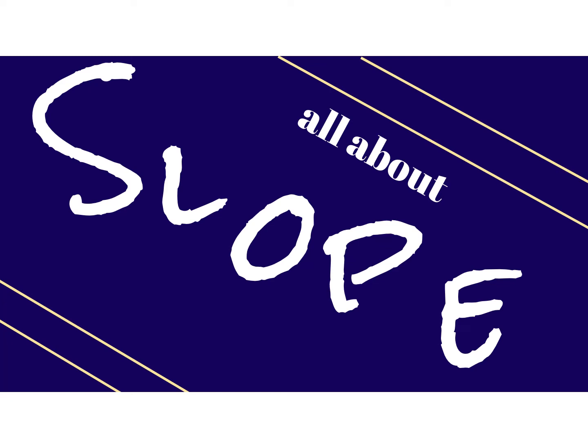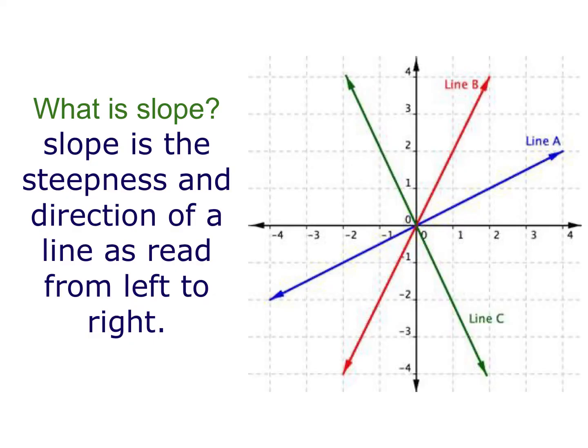Here is a review of a bunch of different ways of finding slope from a table, graph, and an equation. Let's begin. What is slope? Slope is the steepness of a line as it moves from left to right.